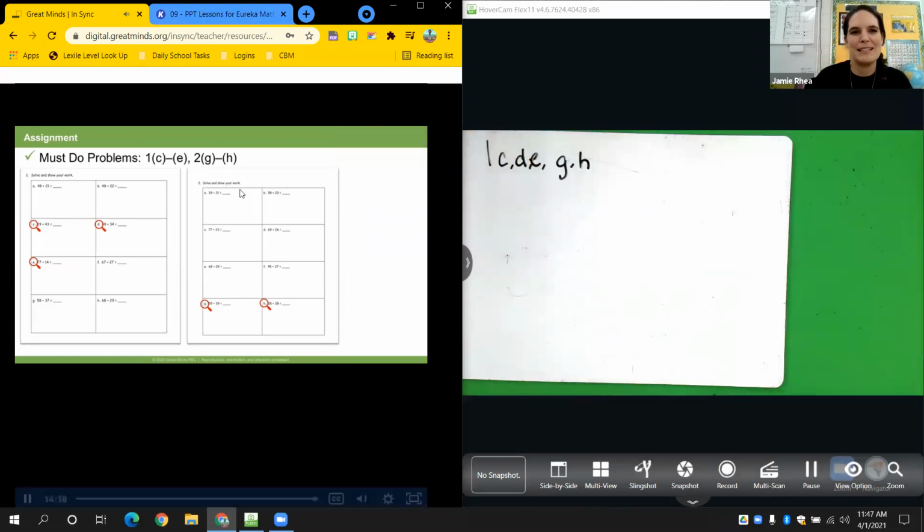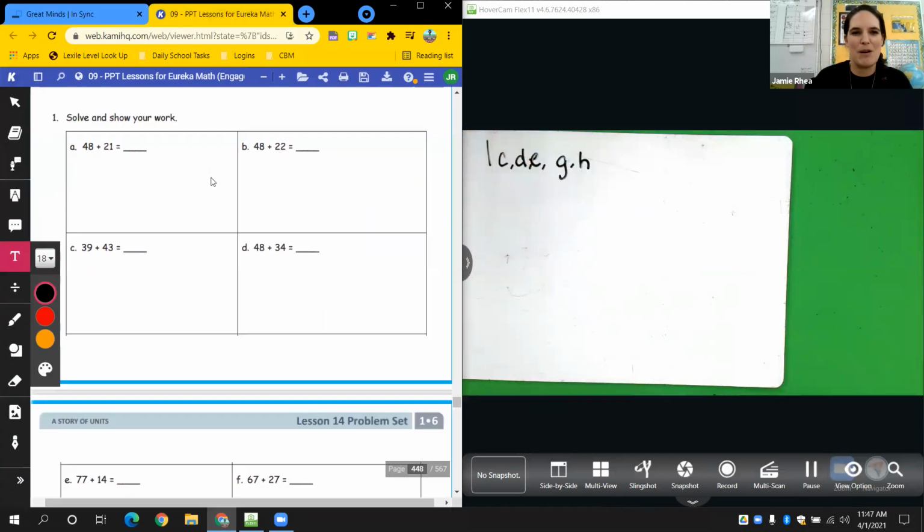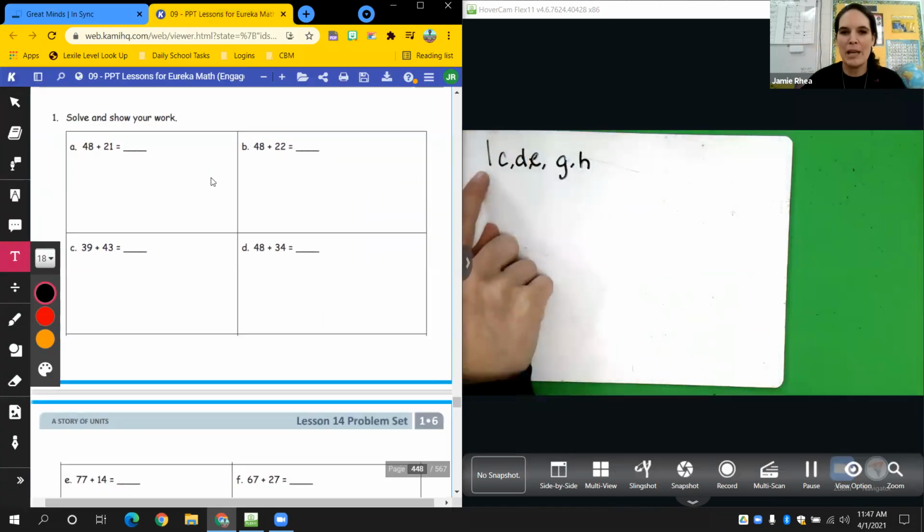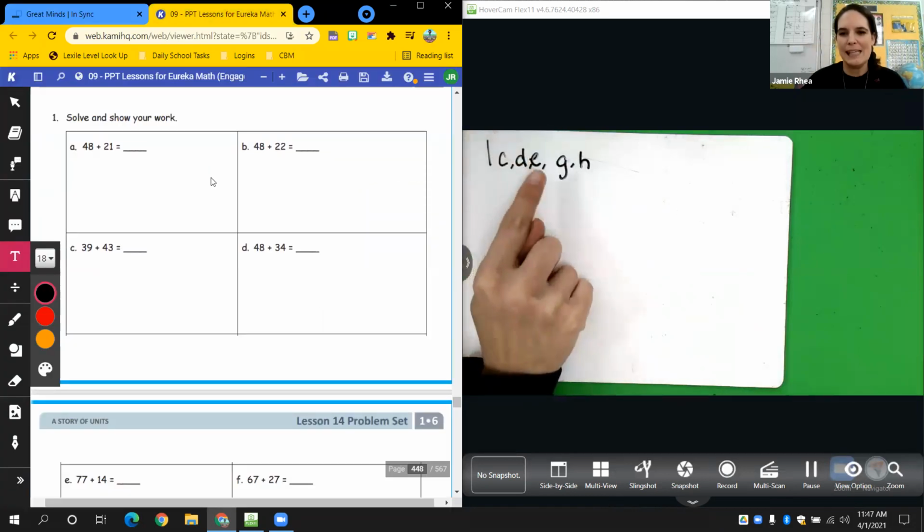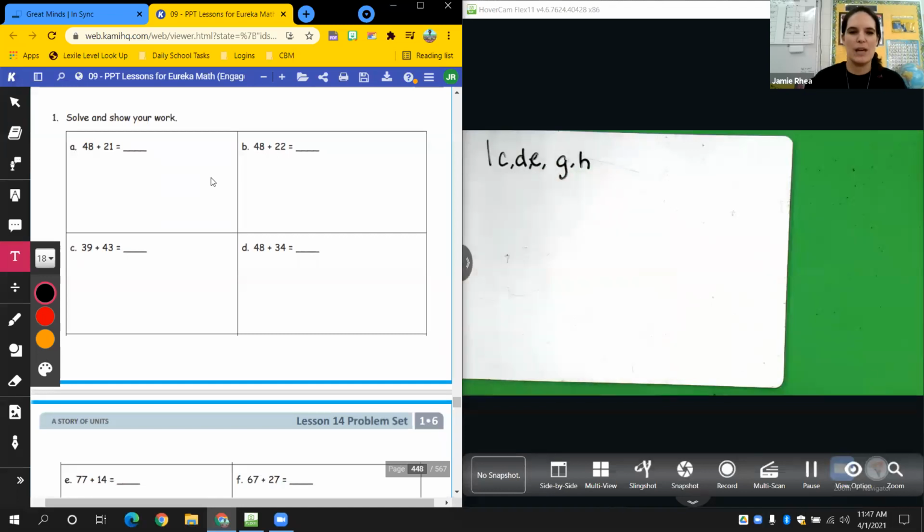All right, friends, let's get on to our problem set. We are doing number 1, C, D, E, G, and H. Okay, so let's look at what the directions say. Solve and show your work. So am I going to have problems that just have answers? No, you got to show me your work.